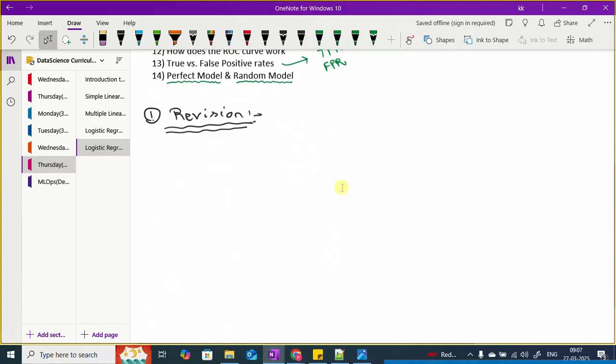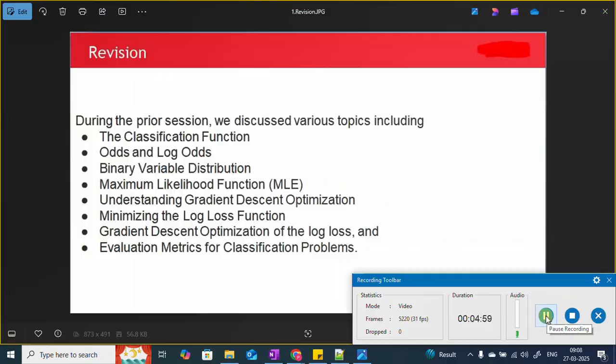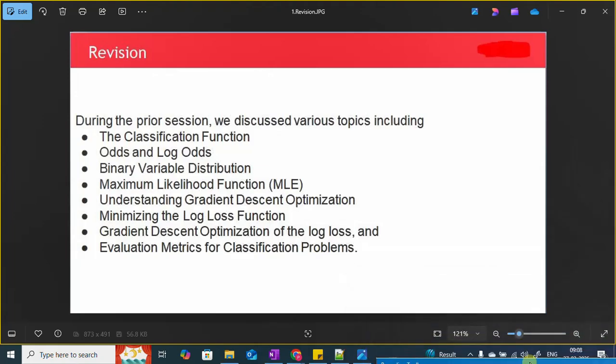As part of revision, what we completed in the last class. Let me share my PPT so that I can discuss there itself. We discussed extensively the classification function. As part of the classification function, I discussed two important classification functions. One is the step function, another one is called the sigmoid function.